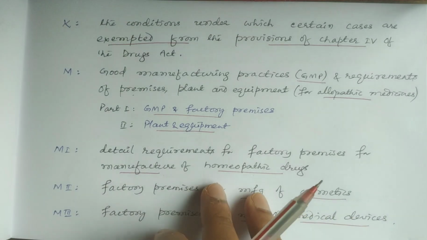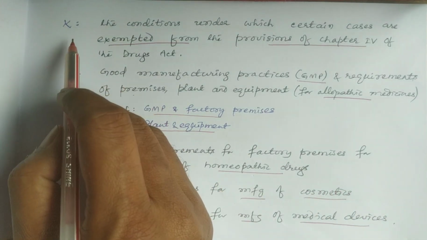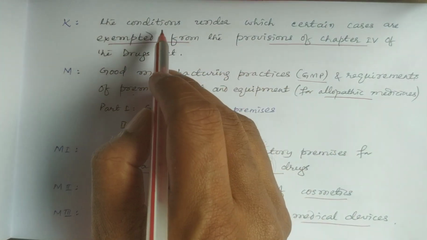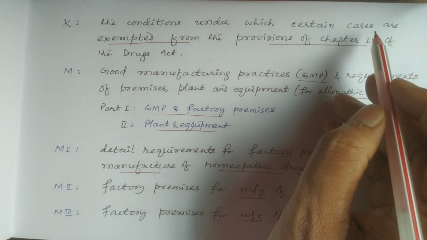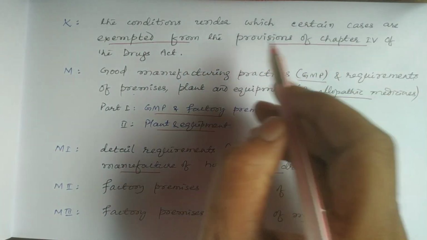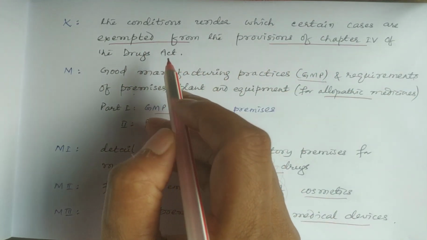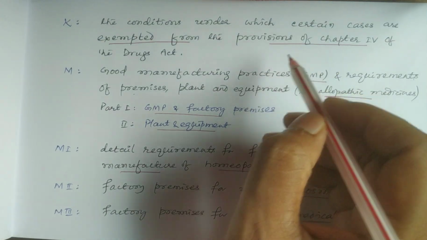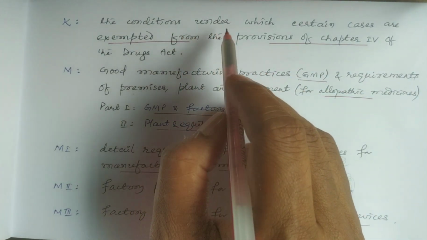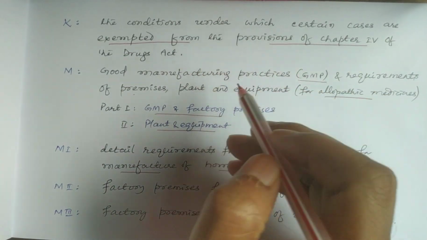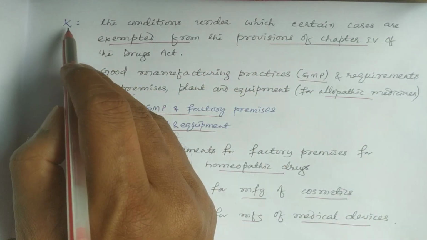Then we will go for Schedule K. Schedule K lays down the conditions under which certain cases are exempted from the provisions of Chapter 4 of the Drugs Act. So Chapter 4 mainly deals with the poisonous substances. So the conditions under which certain cases are exempted from the provisions of Chapter 4 are coming under Schedule K.